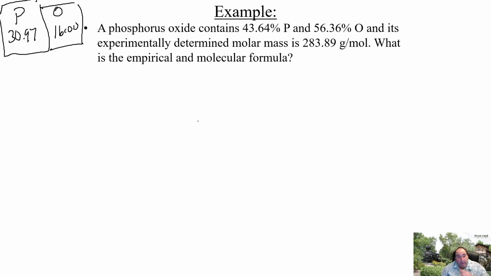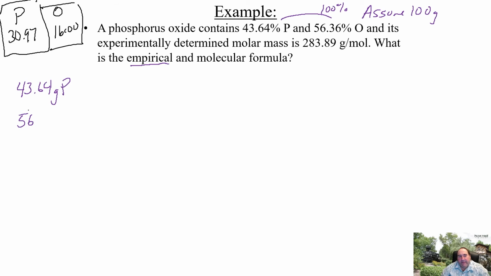Okay, so let's take a look here. We're looking for both the empirical and molecular formula. It's probably a good place to start with the empirical formula. We have percentages of each of these elements. Just taking a quick look, we've got about 56 and 44%, so that's about 100%. That means we do have pretty much all the elements present. So again, we could start by assuming 100 grams. That's going to convert us into grams, which will give us 43.64 grams of phosphorus, and 56.36 grams of oxygen in this case.